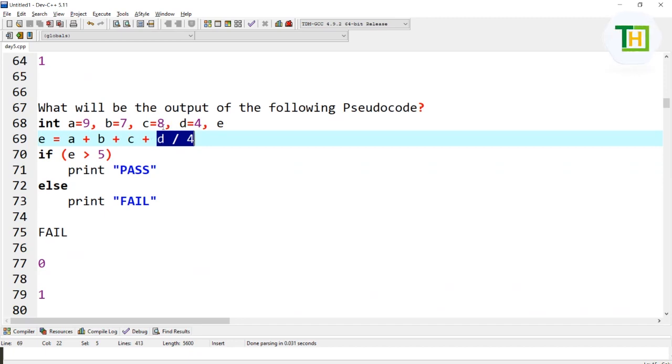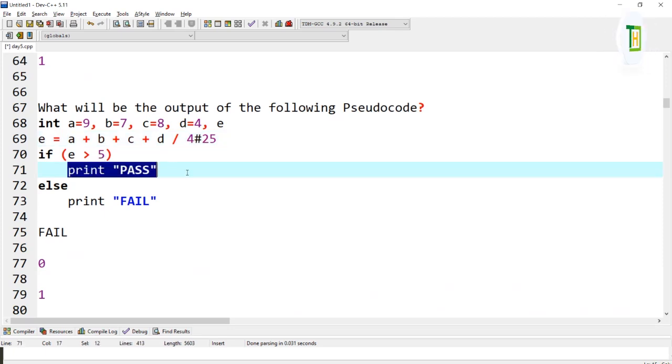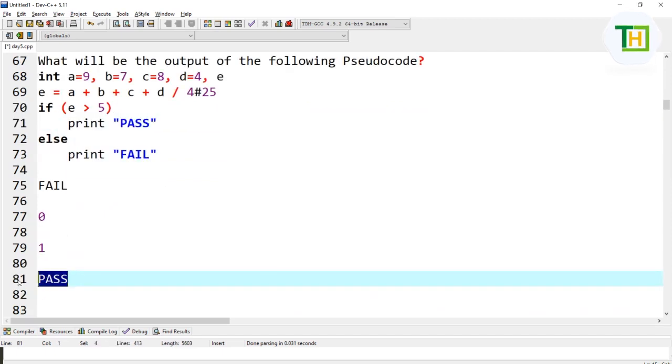16 plus 8 is equal to 24. 24 plus 1 is going to be 25. The E value is going to be 25 here. Is 25 greater than 5? Yes, then it is going to print pass here. The answer is going to be pass.